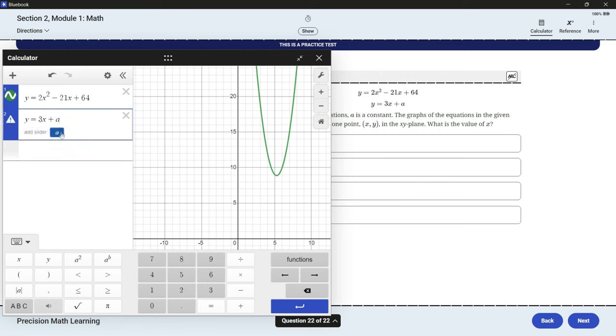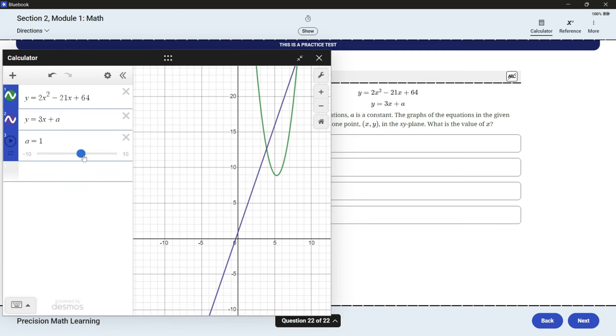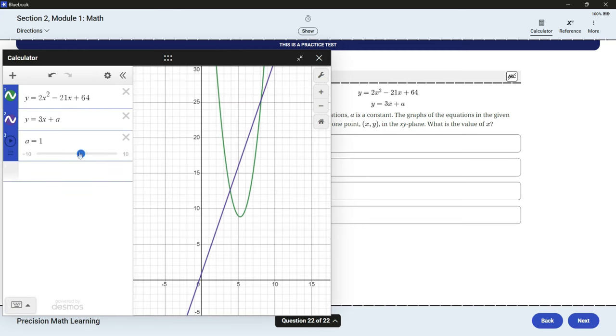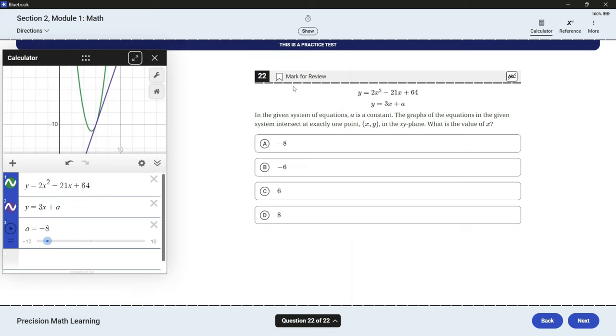And then remember, let's add that slider. Now we want to solve for when these two equations only have one intersection point. So let's move this slider. It's going to be down this way, and it's going to be right around there. So it looks like at -8, yes, we have one solution there, 6, 10, and we want the x value of that solution point. So that is going to be x equals 6. So that is our answer.